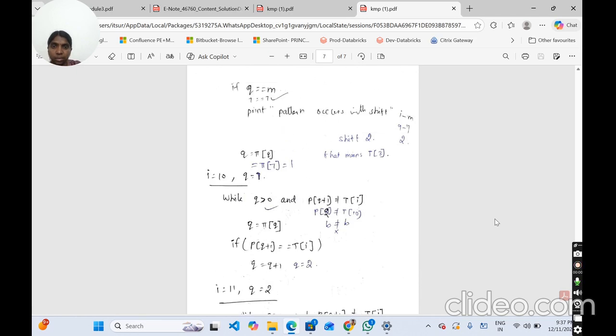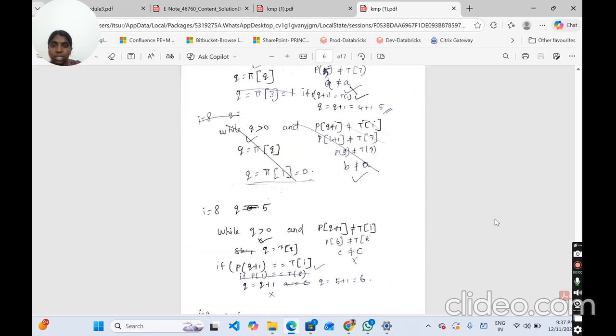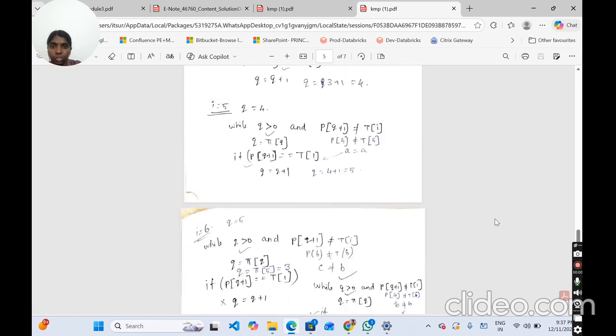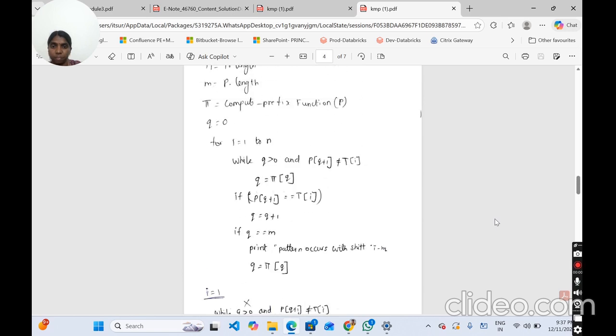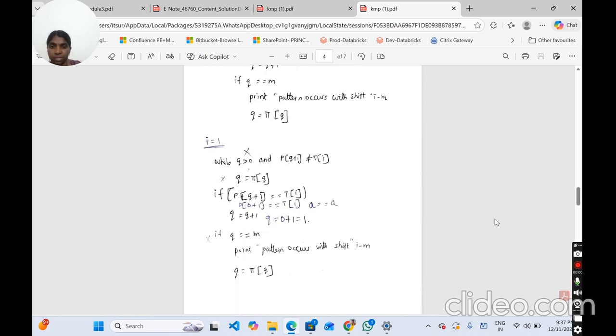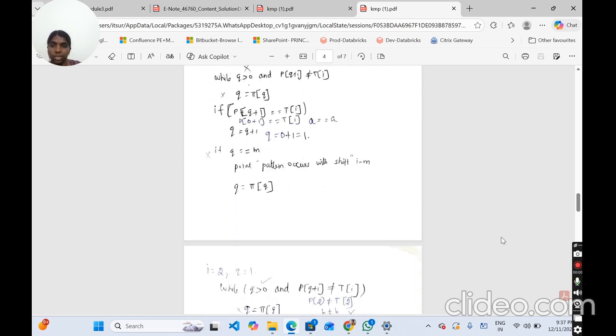Likewise, previously in one shift I think we missed, there it is matching, so we'll say when q equal to 3 it is matched. Pattern occurs with shift i minus m, that will be executed.